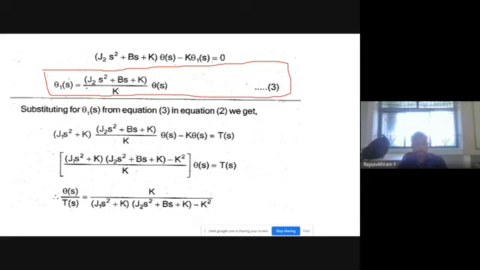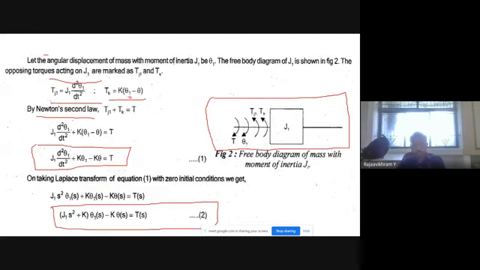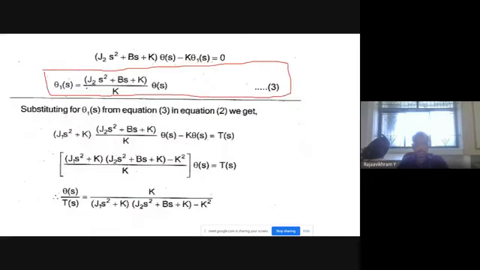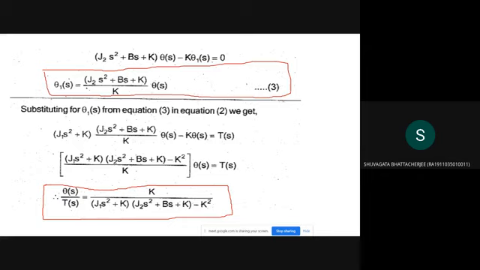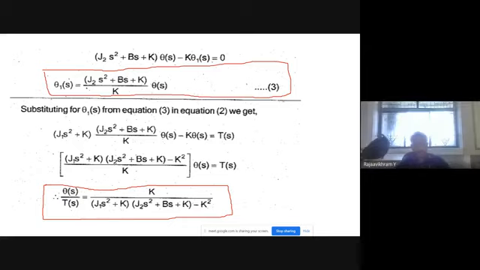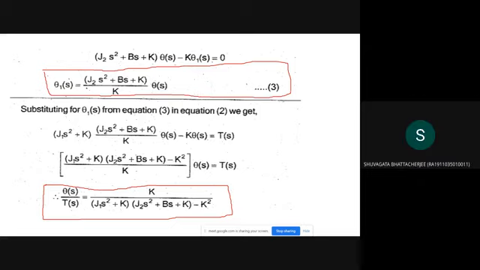So please cross check the answer. Substitute equation 3 in equation 2. This is equation 2. I hope you have noted equation 2. In equation 2, substitute equation 3. You'll get theta of s by T of s. That is the final transfer function. If they ask theta 1 of s by T of s, you have to find theta 1 of s divided by T of s. Oh, okay, sir.